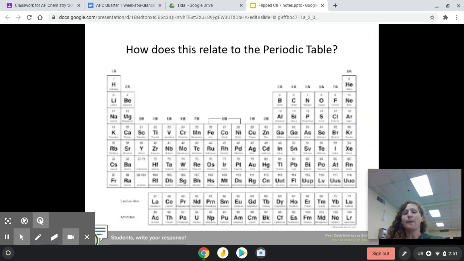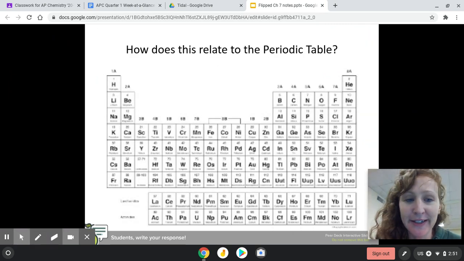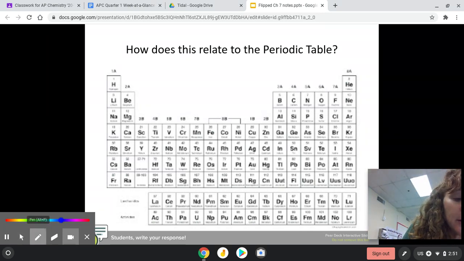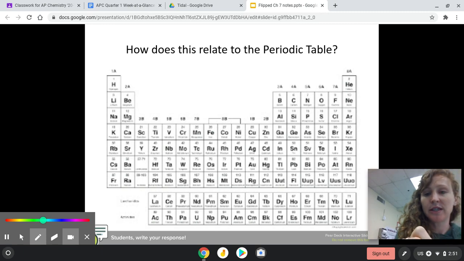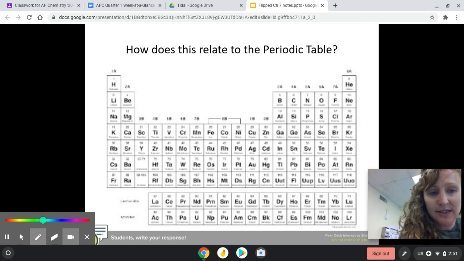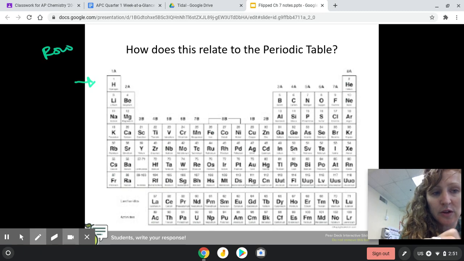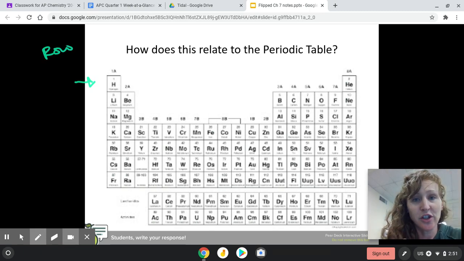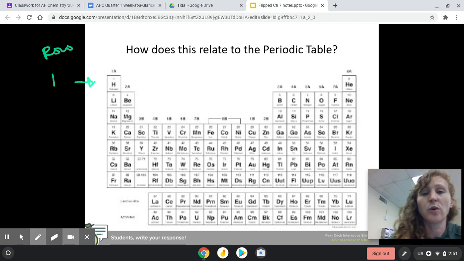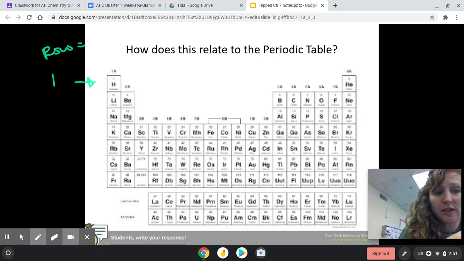All right, so here's our beloved periodic table. Now, there's a couple things you have to know in order to use this. So the first thing you have to know is that each row corresponds to an energy level. So this first row corresponds to the first energy level.